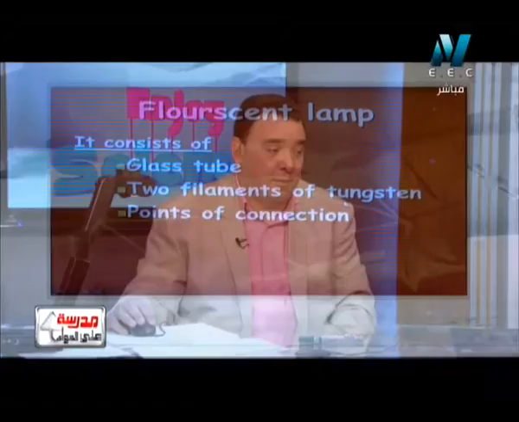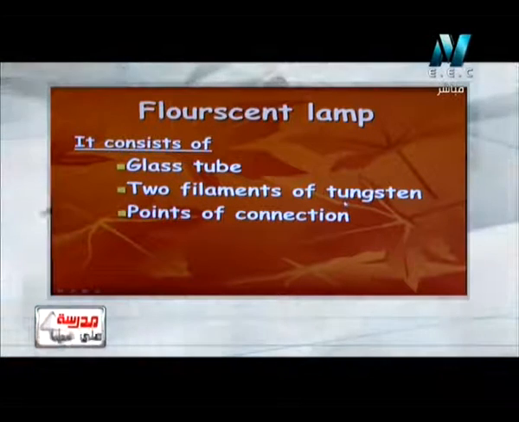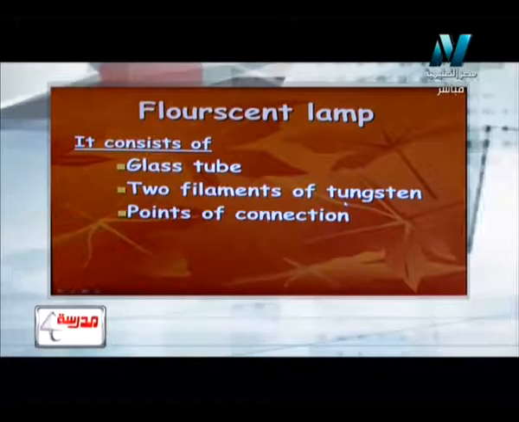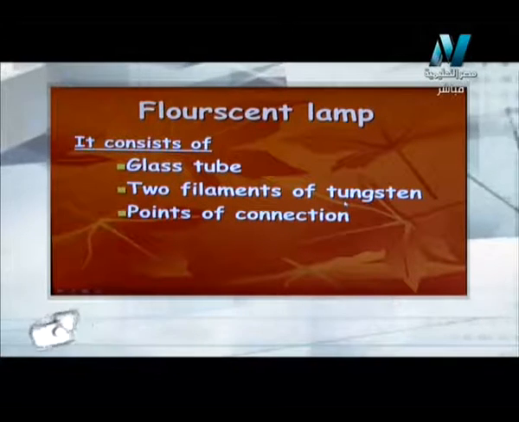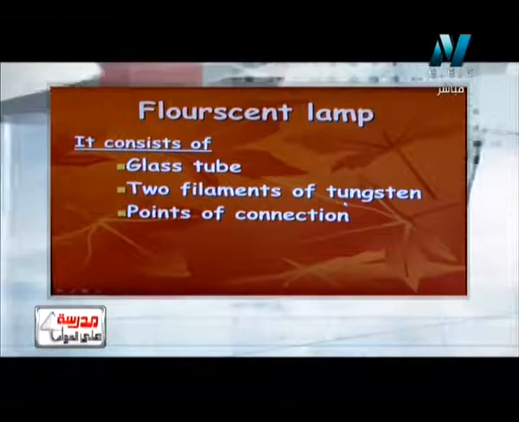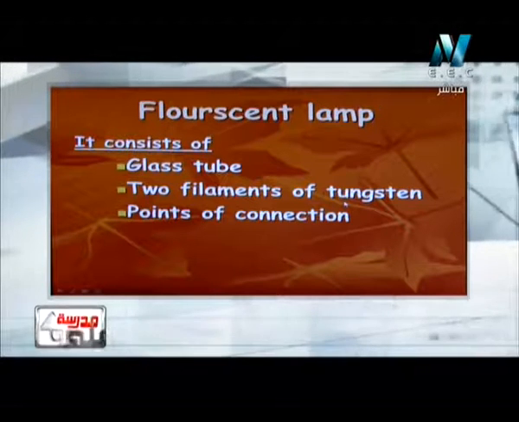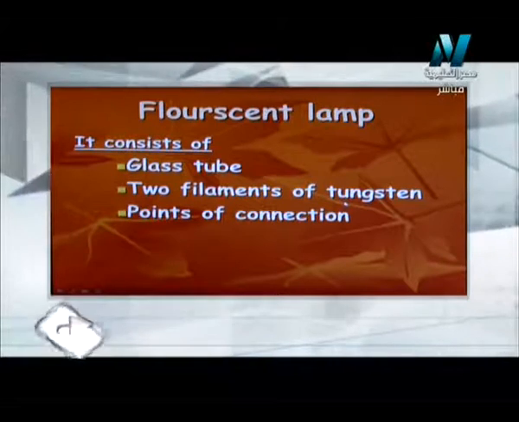So now let's study our review about the fluorescent lamp. Fluorescent lamp, as we know, consists of three main parts. The fluorescent lamp consists of glass tube أو أنبوبة زجاجية. Another two filaments of tungsten, not only one مش واحدة بس من filaments أو فتيلة واحدة, but they are filaments of tungsten. Also there are 2 points of connection as we can see in the picture.